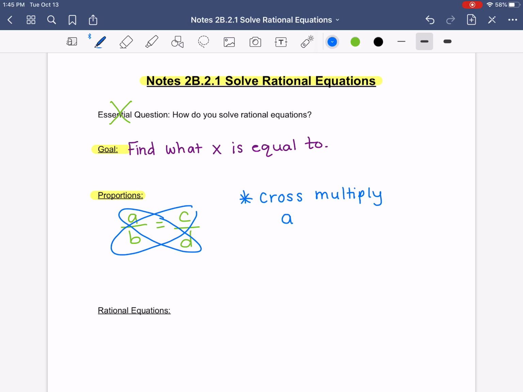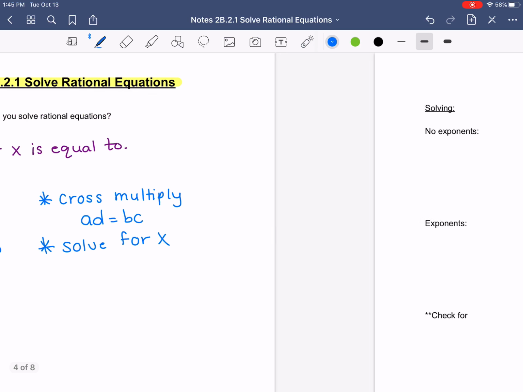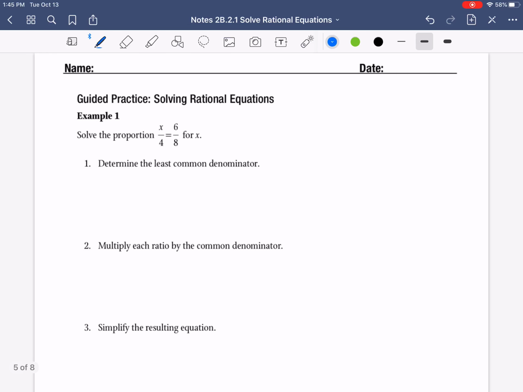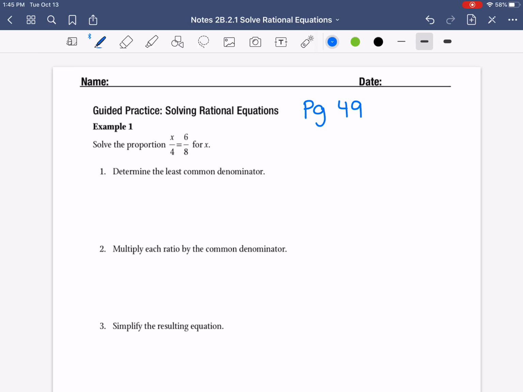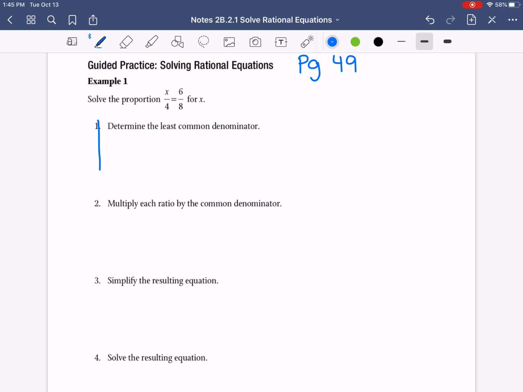You have AD equals CB or BC. I guess it doesn't really matter. I should go alphabetical: BC. And then you just go ahead and solve for x. Let's do the problem that's like this in your workbook. This is on page 49. It's the only proportion problem. We're not going to follow their little steps; we're going to do our own steps.